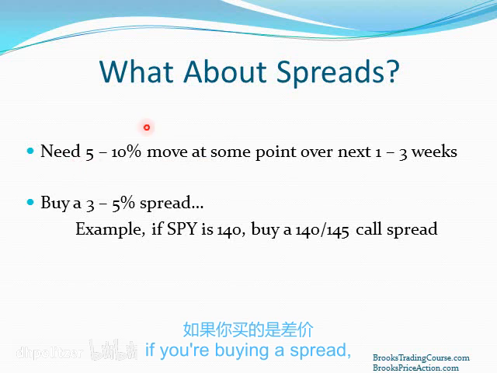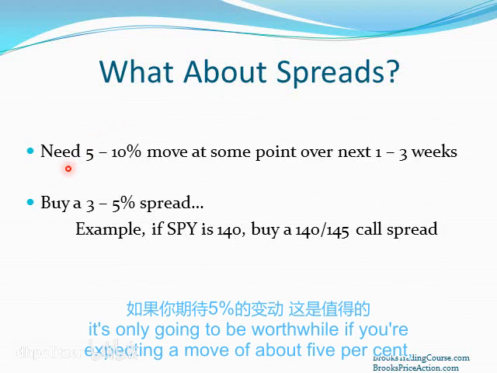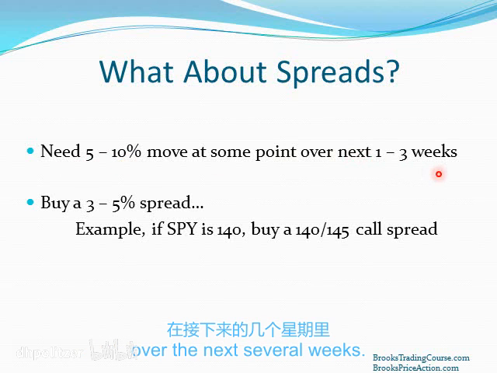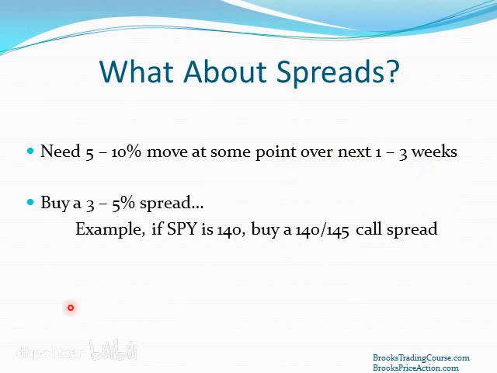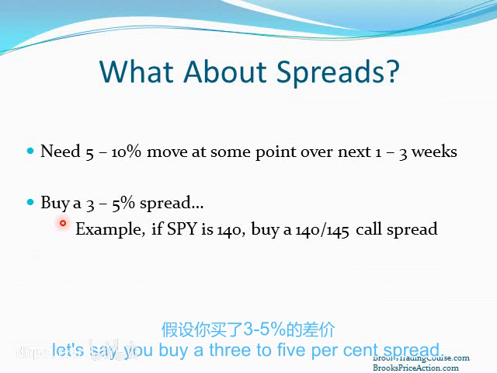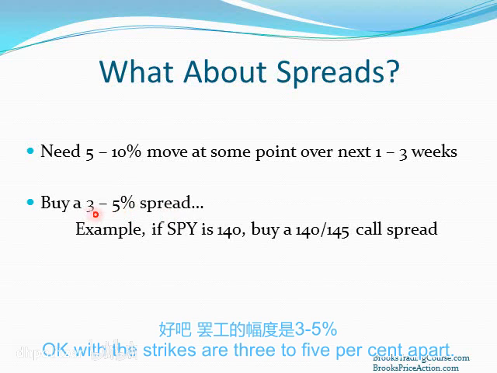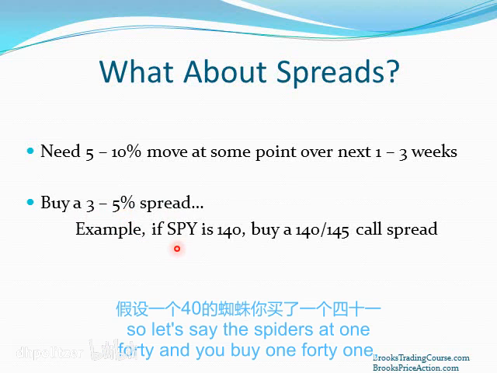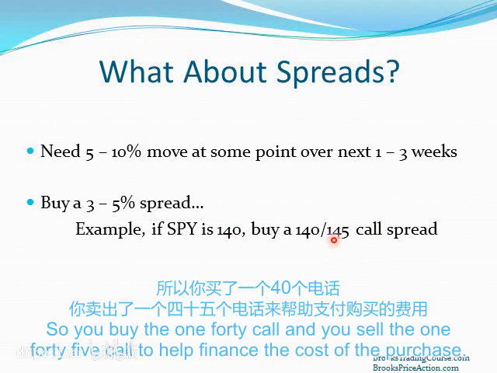In general, if you're buying a spread, it's only going to be worthwhile if you're expecting a move of about 5% or even 10% at some point over the next several weeks. For example, let's say you buy a 3 to 5% spread, okay, where the strikes are 3 to 5% apart, okay? So let's say the spider's at 140, and you buy a 140, 145 call spread. So you buy the 140 call, and you sell the 145 call to help finance the cost of the purchase.